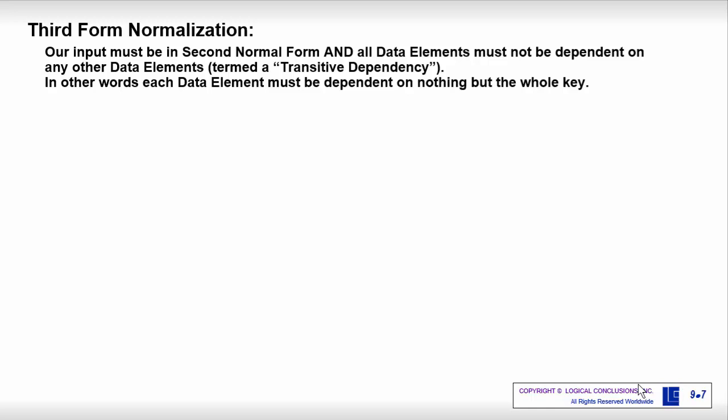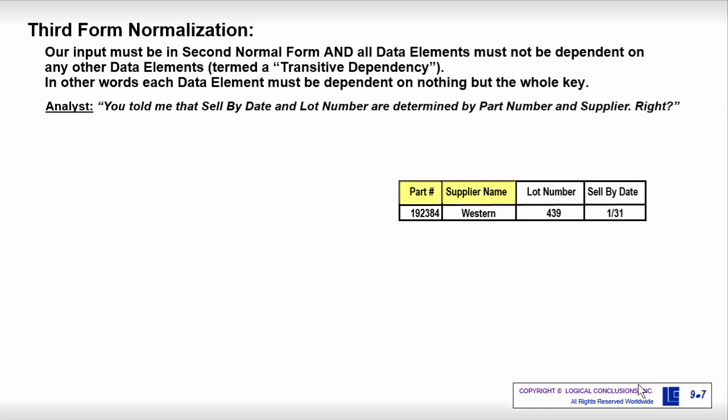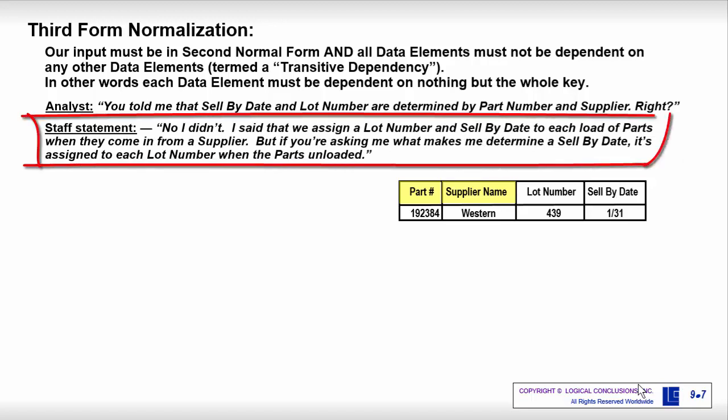In my business, I may find a seminar record containing the students in that seminar and also see the student titles. However, a student title is not dependent on the seminar key, it's just dependent on the student key. So back to our dialog. We may ask, you told me sell-by date and lot number are determined by part number and supplier, right? The staff may respond, no, I didn't.